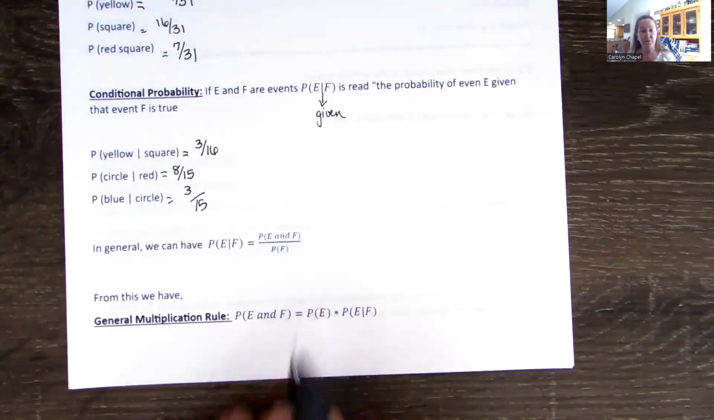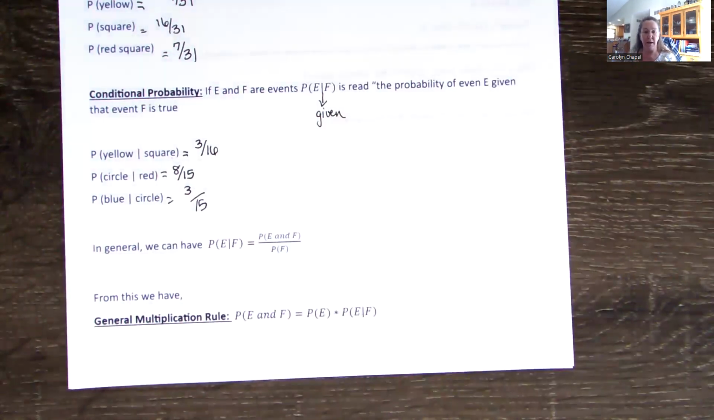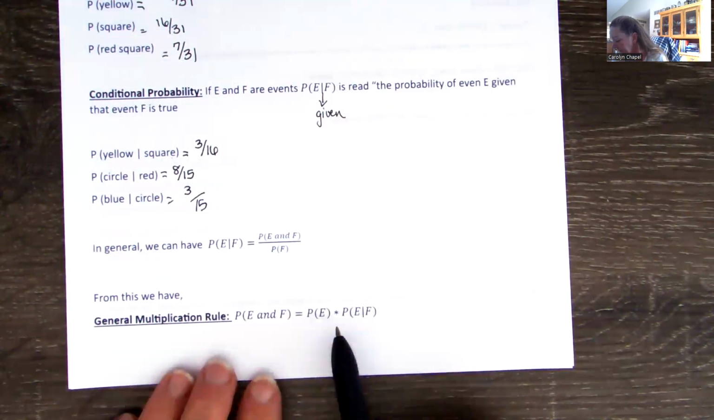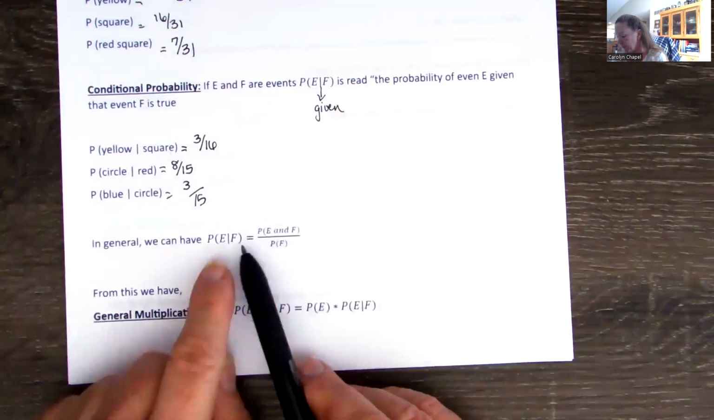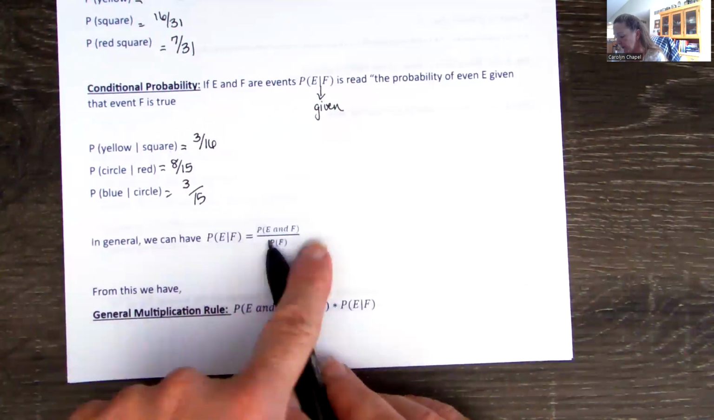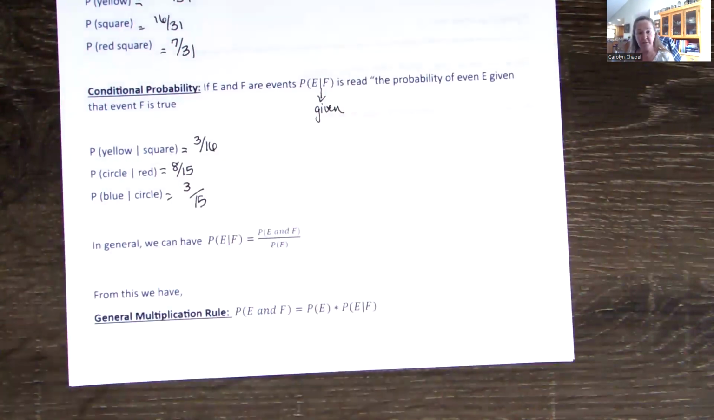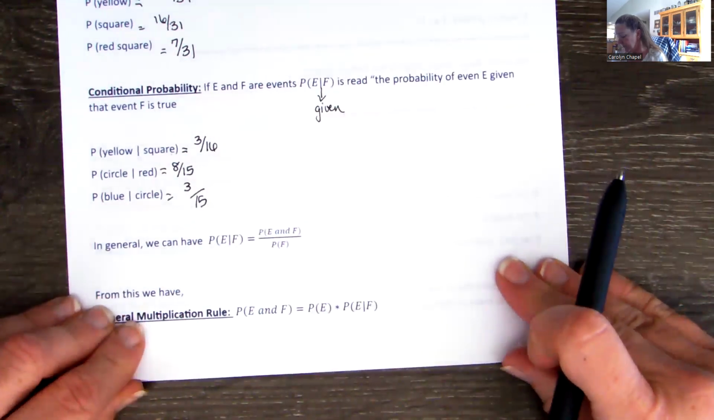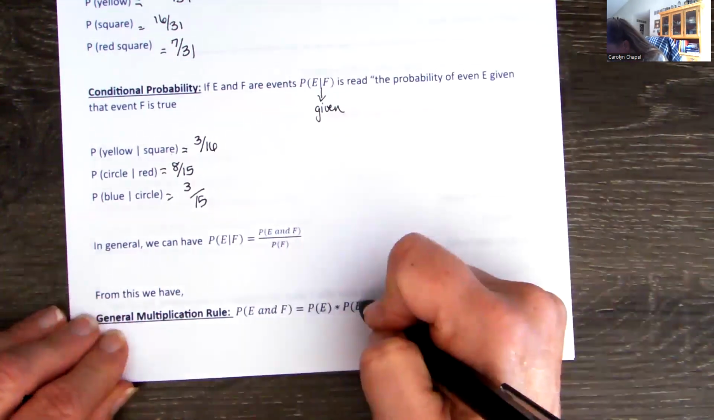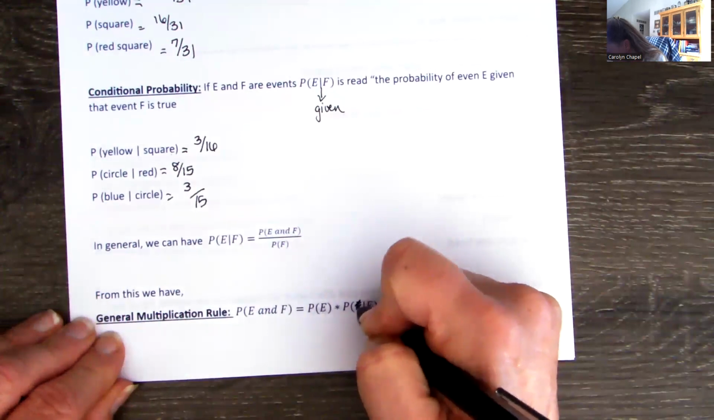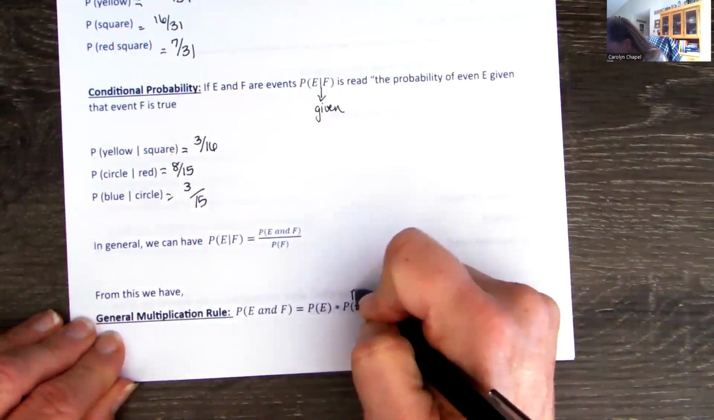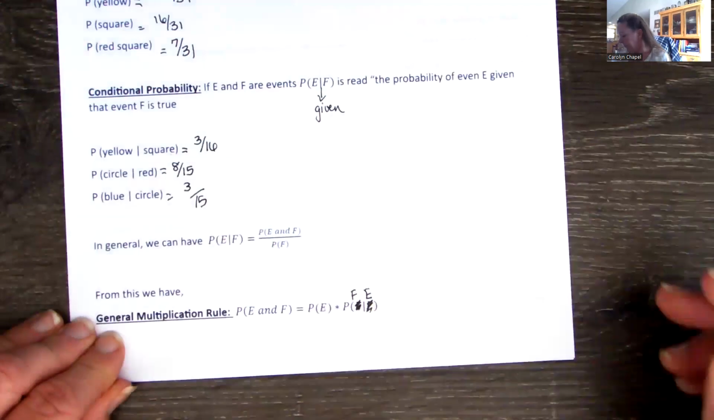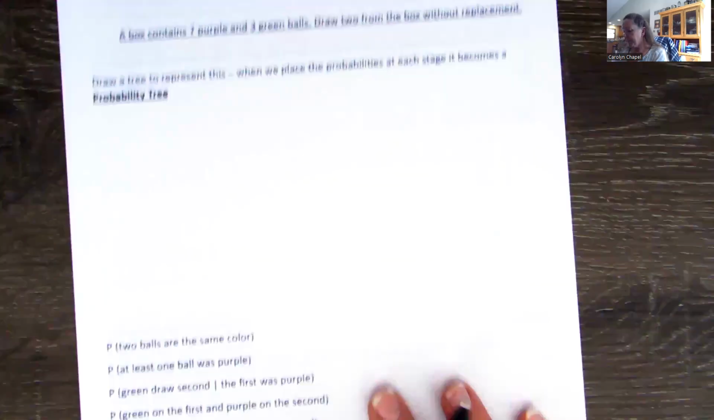So I could kind of reverse those around a little bit. I mean, I could have switched these two around if I'd wanted to. And this should be F given E. Yeah, let's change that so it makes more sense. Yeah, I've seen it both ways.